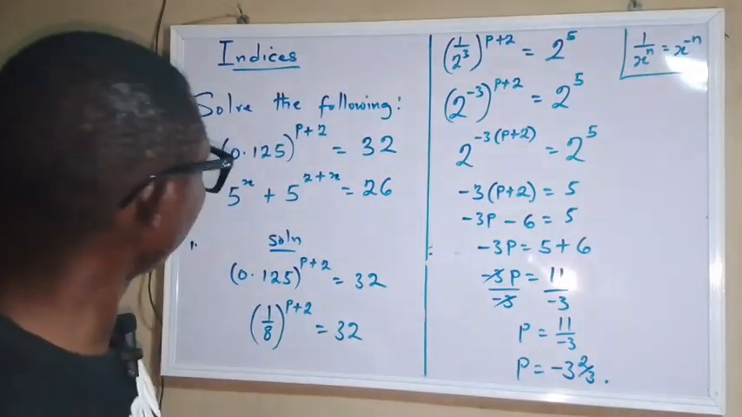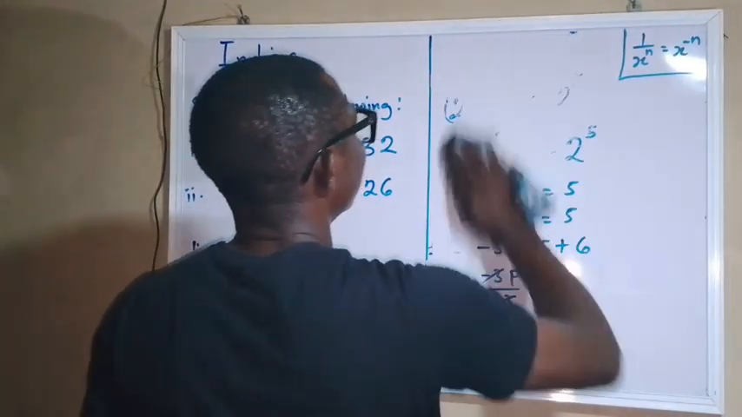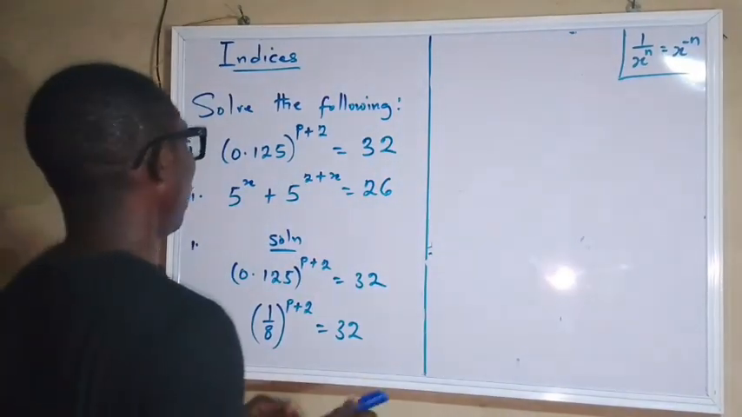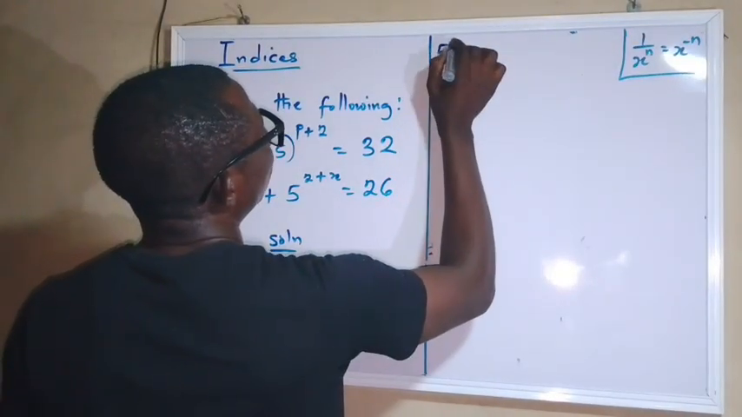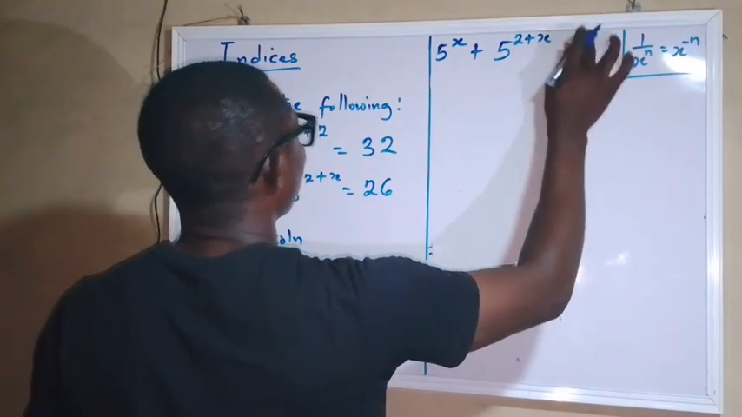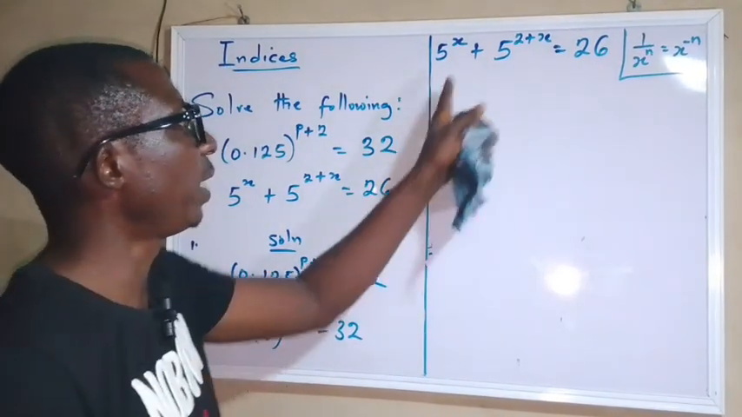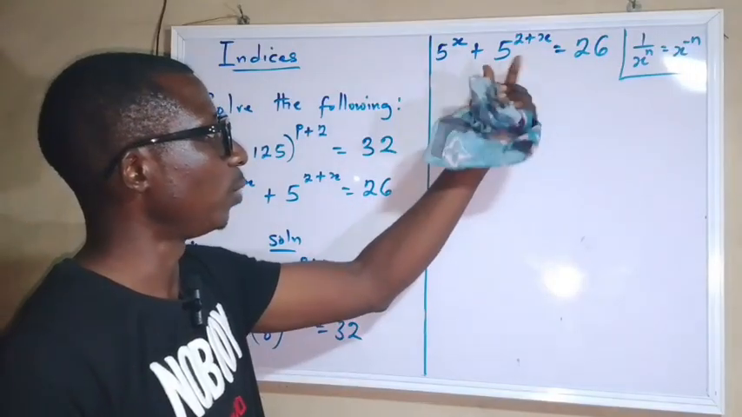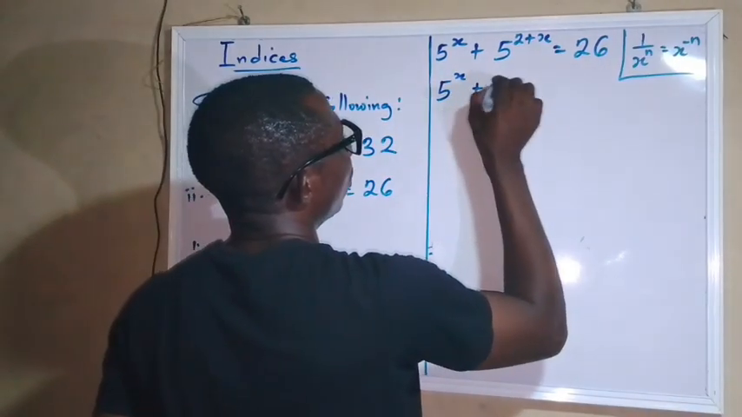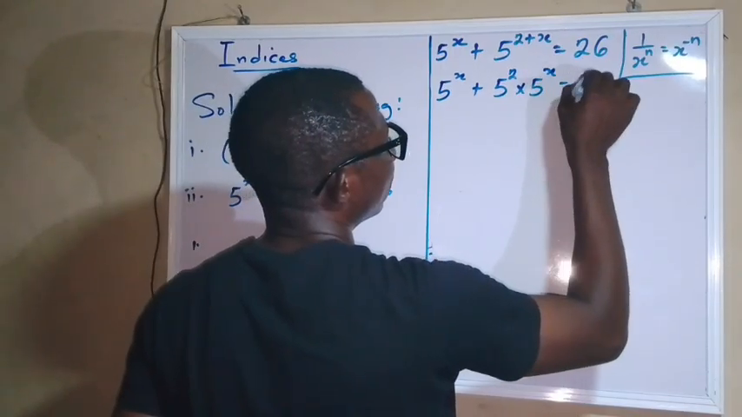Now let's look at the second problem. What do we have in the second one? We have 5 raised to the power of x plus 5 raised to the power of 2 plus x equals 26. The first thing to do here is to apply the law of indices. We are going to break this down. So this is going to be 5 raised to the power of x plus 5 raised to the power of 2 times 5 raised to the power of x equals 26.